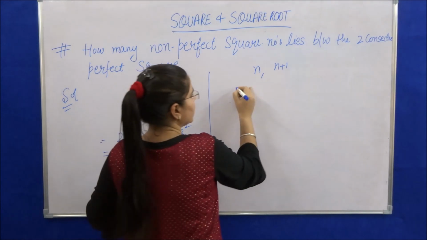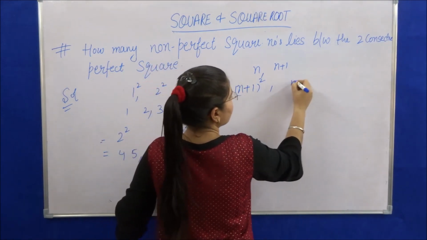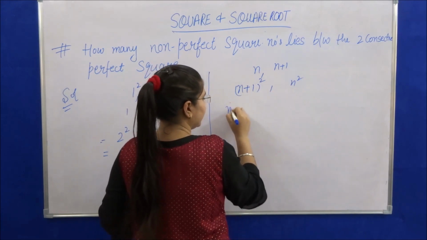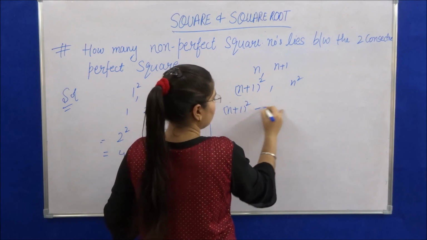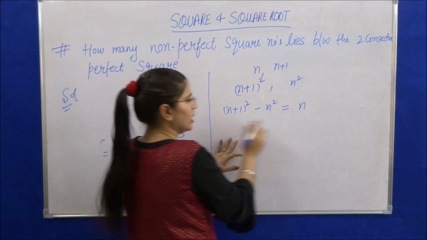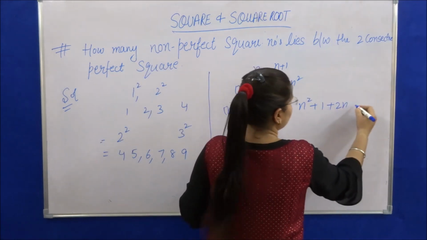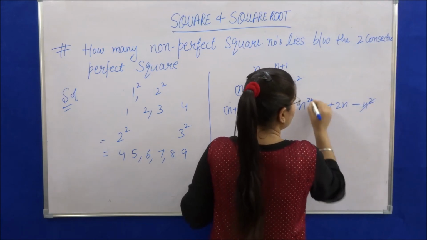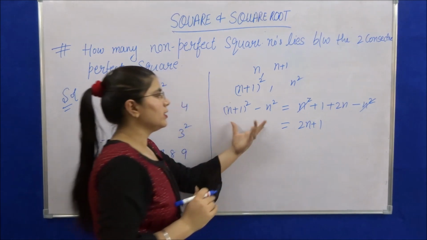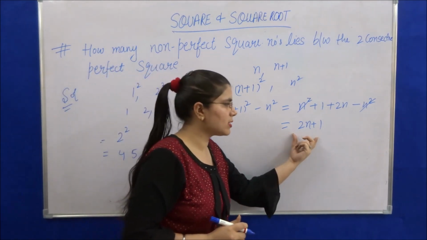Squaring these two numbers, we get n square and n plus 1 square. Now subtracting the squares of these two numbers, we use (a plus b) whole square is a square plus b square plus 2ab, minus n square. After solving, we get 2n plus 1. So this is the difference of the two perfect square numbers, that is 2n plus 1.